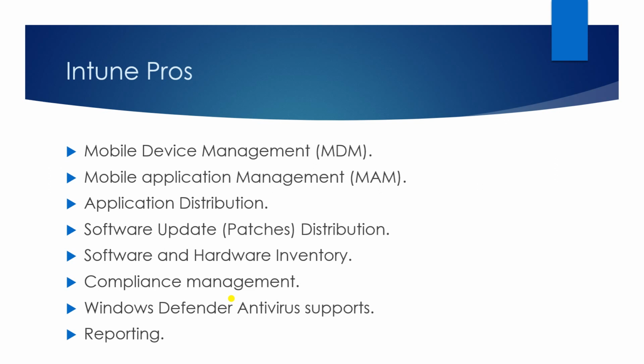Software and hardware inventory. We can collect software inventories, such as where the software is installed and where it is not installed, and even hardware inventories, like your hardware details: what kind of operating system you are running, how much RAM, free disk space, hard disk. That kind of detail we can collect through Intune.